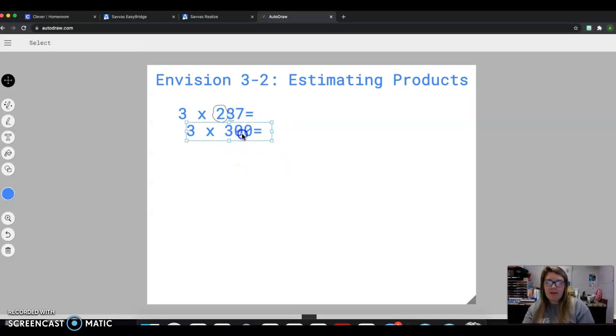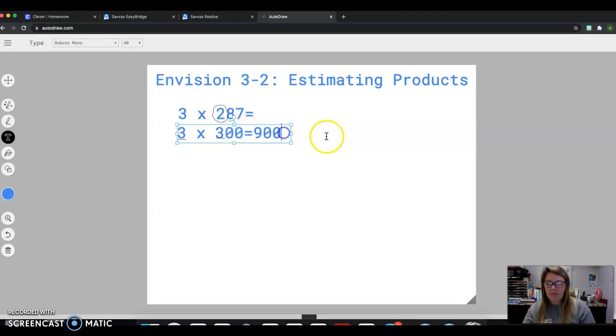Okay, so now this looks a little bit more familiar, right? This is what we did yesterday. So now we can look right here and we can see that we have a basic fact of 3 times 3, which we know is 9. And now we can just add our 2 zeros to the end to represent the 900s that are there.